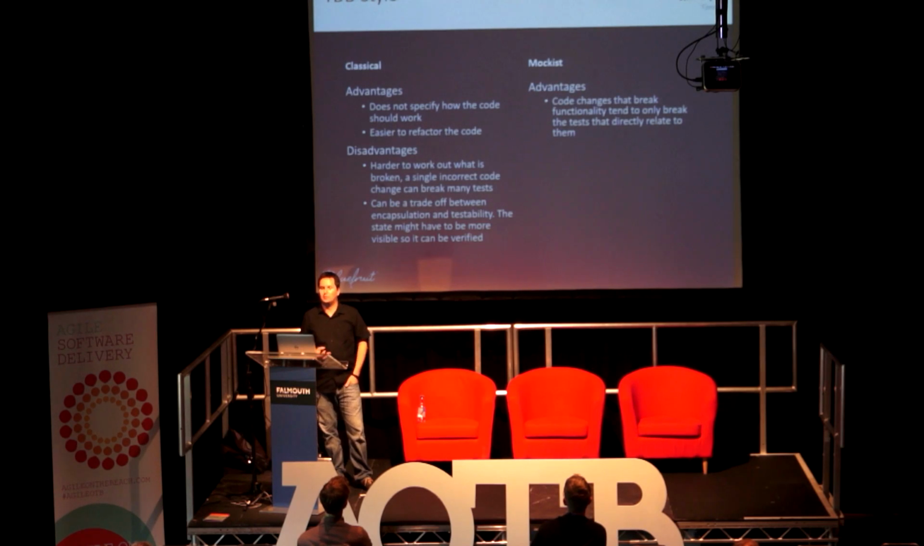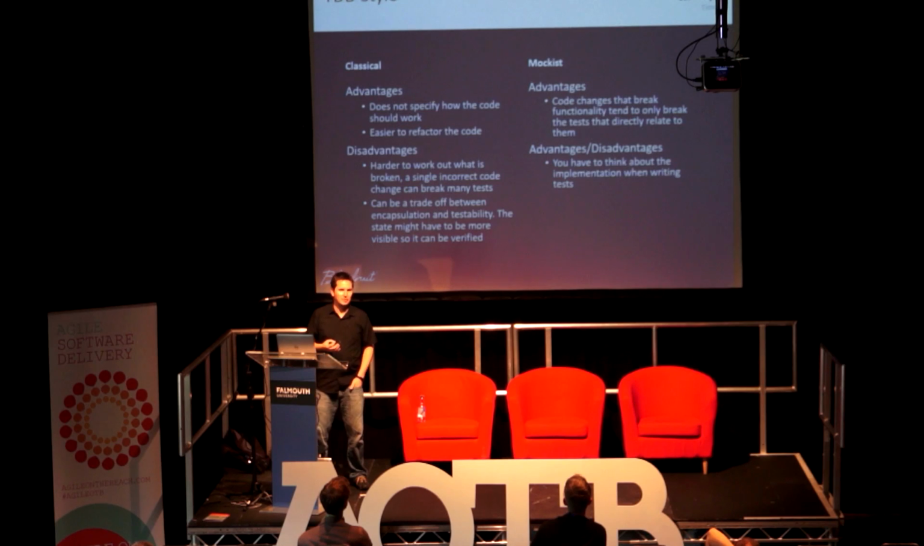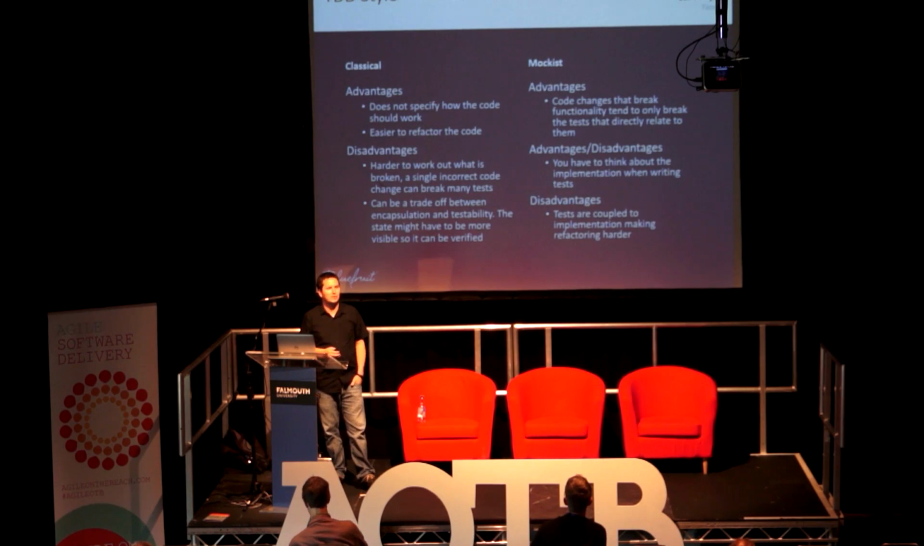The advantage to mockist TDD is that an incorrect code change only breaks the tests which actually relate to that code change. And mockist TDD makes you think about how you're implementing the actual code when you're writing your tests. Some people see this as an advantage, some as a disadvantage. But the main disadvantage is that tests are coupled to the implementation, so that makes refactoring that much harder.